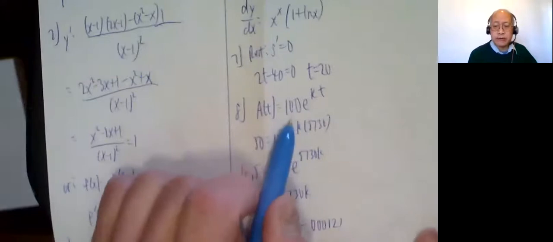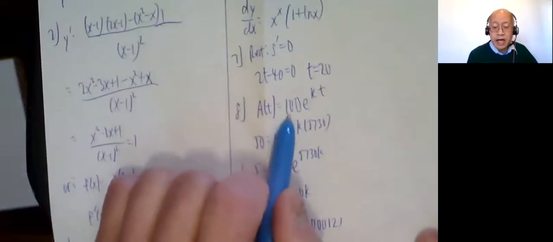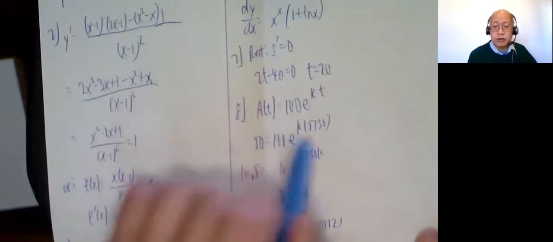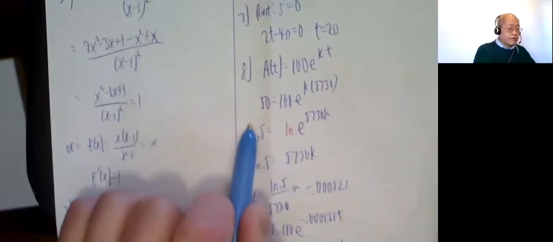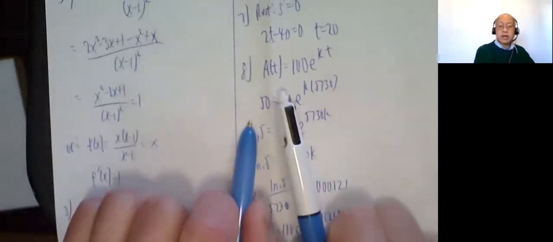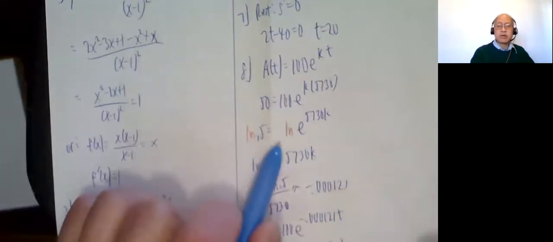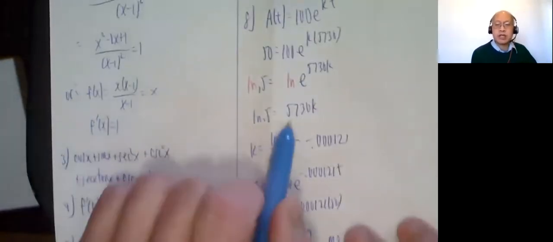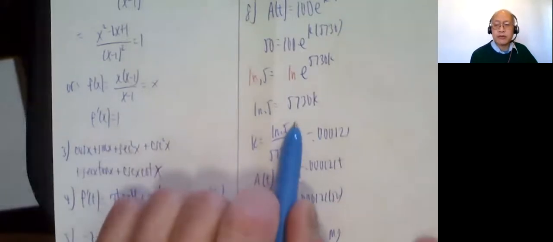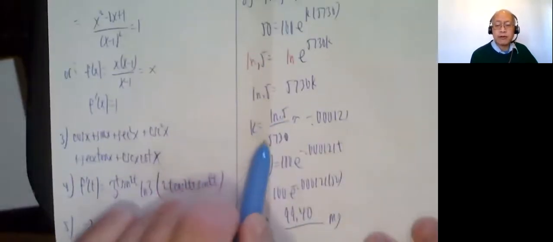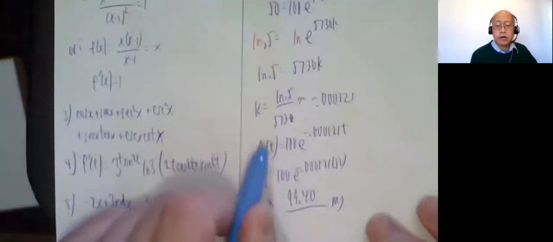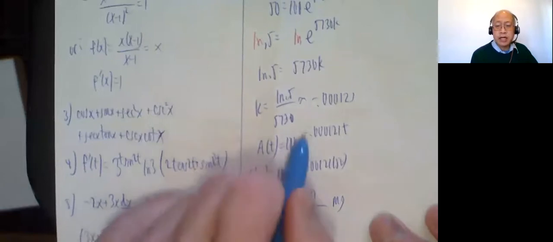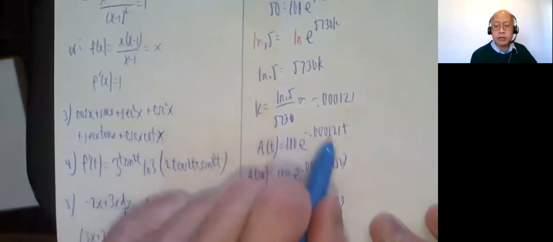Number 8, the initial amount was given to be 100. Half-life is 5730 years, so 5730 goes here. 50 goes here, that's half of 100. Divide by 100, 0.5 equals e to the 5730k. Take the natural log of both sides. ln of 0.5 is 5730k. Divide by 5730. K is ln 0.5 over 5730, negative 0.000121. So my equation becomes A of t is 100 e to the negative 0.000121t.